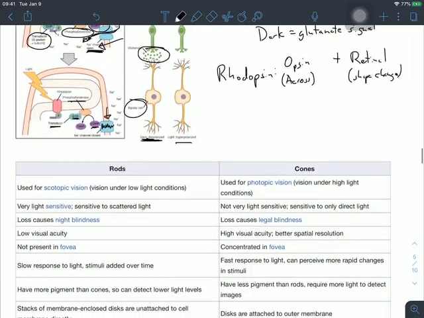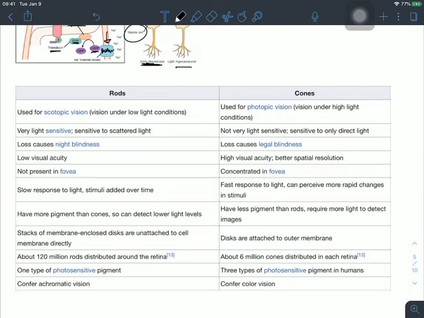So we'll end with this summary of the comparison of rods and cones. Rods are used for scotopic vision or under low light conditions, whereas cones are under high light conditions, meaning that they're weakly sensitive. They're not very sensitive compared to very light sensitive. If you lose your rods, it can cause you to be blind in the night, whereas loss of cone function leads to legal blindness, inability to detect colors.